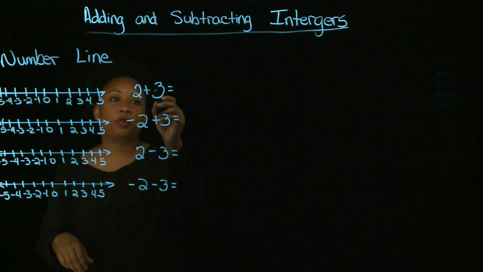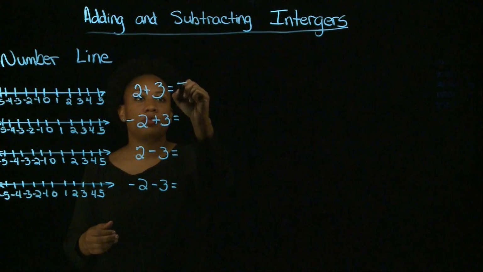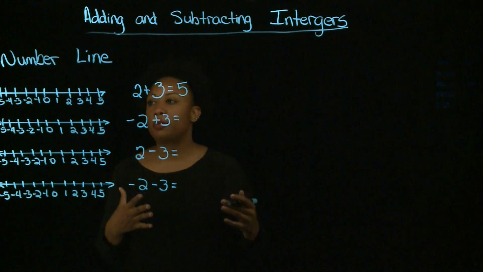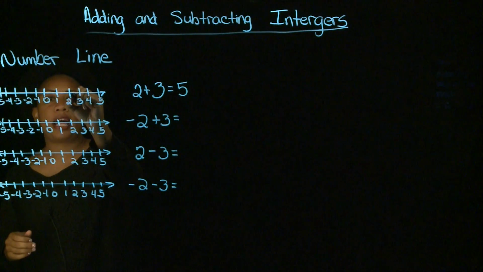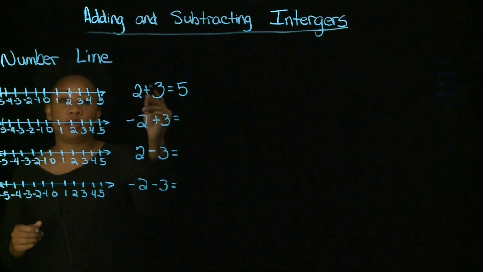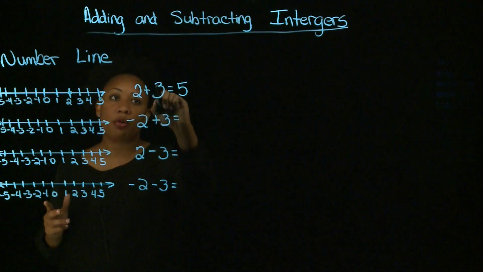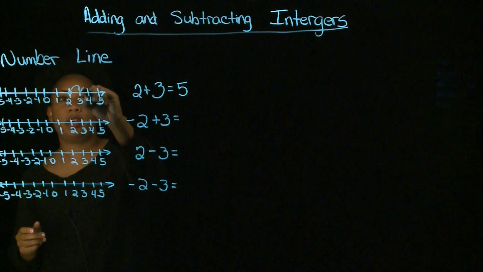We all know that 2 plus 3 is 5, but if we were to draw that on a number line, you start at the first number, and then you do whatever the next integer is saying. So we're going to add 3, so it's going to be 1, 2, 3.